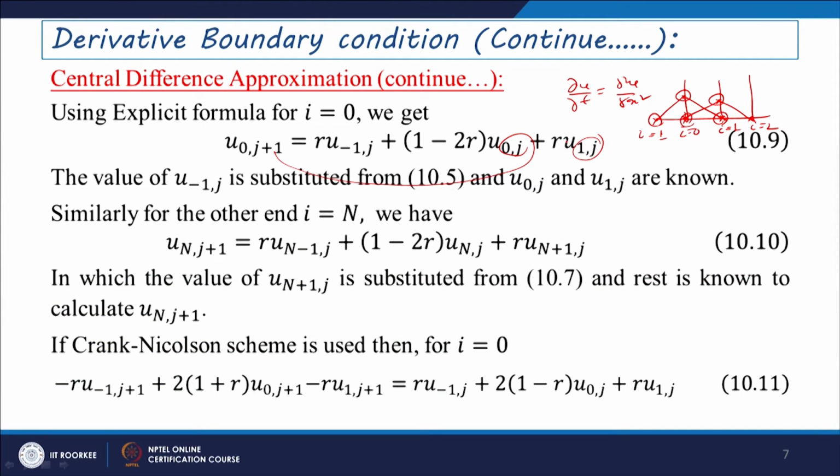Similarly for the other end, at the last boundary, if you go for this computation, u_n^(j+1) can be written in the form of r u_(n-1)^j + (1 - 2r) u_n^j + r u_(n+1)^j. If this is the last boundary, this will form these molecules, considering these points for the calculation of the explicit scheme. This point is not known to us, and this point is considered from the fictitious boundary condition.